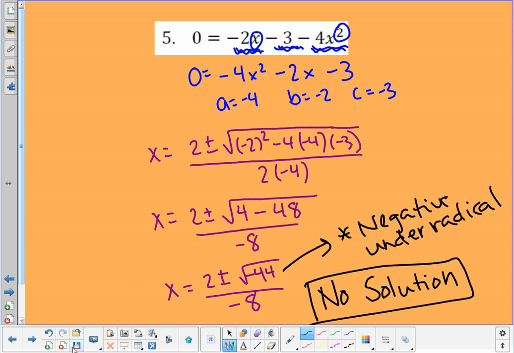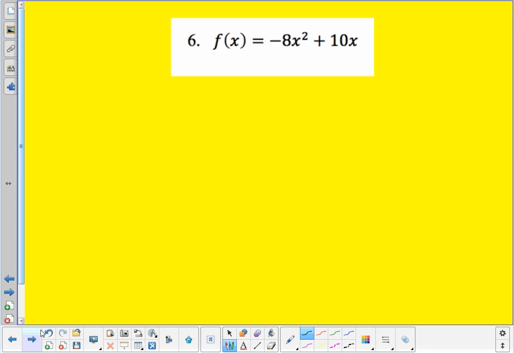All right. Last one of the quadratic formula, and we're going to look at a couple of application questions using the quadratic formula. Number 6, I have negative 8x squared, or f of x. There's that function notation again, in case you forgot. Function notation. It's just a different way of saying y equals.